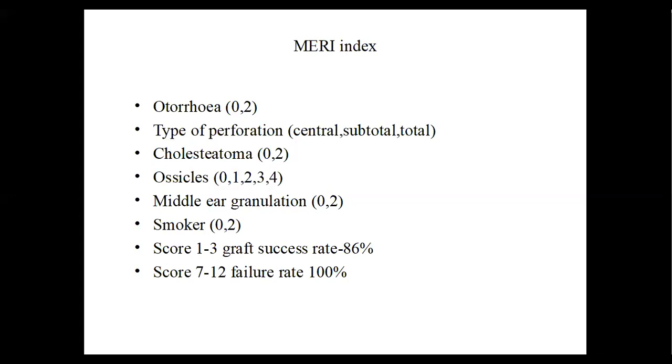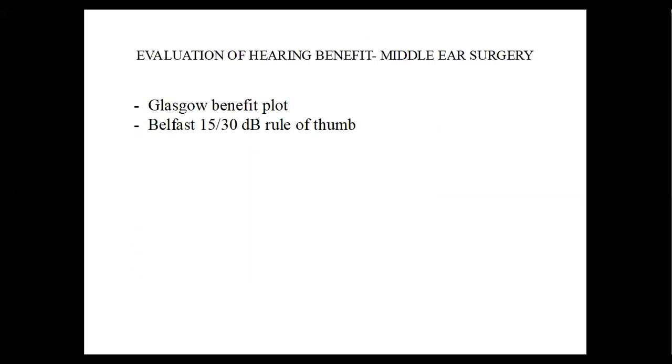If the score is coming between 1 to 3, then you can expect a graft success rate of up to 86 to 90%. And if the score is high, going towards 7 to 12, then the failure rate you can expect is almost 100%. So it's indirectly one way to assess the success of your surgery, what you are going to do.